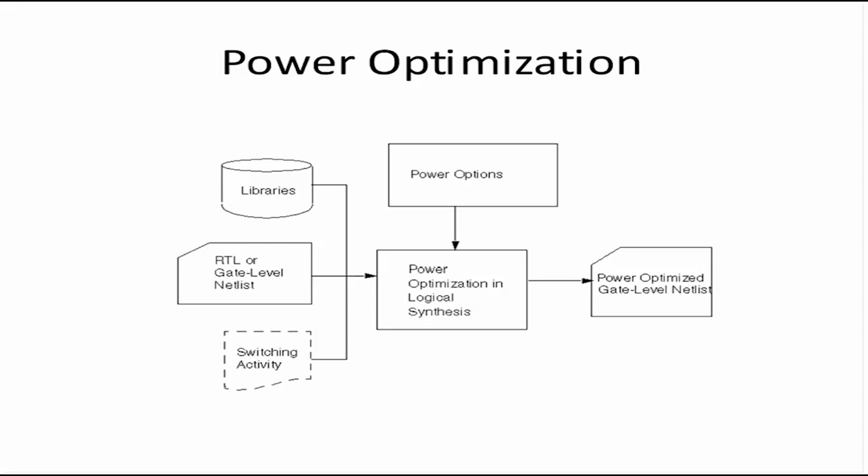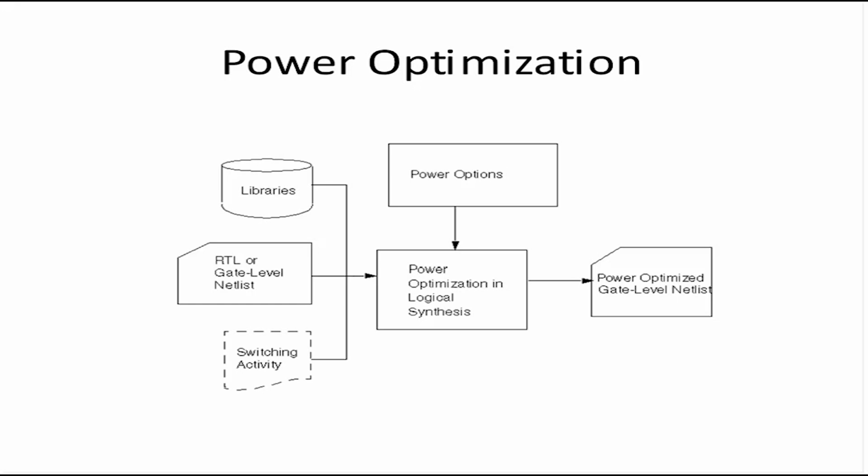Now this was a very particular technique, a very special technique to save dynamic power, which we can use as part of compile ultra. Right? Now let's look at the other power optimization things available inside DC.